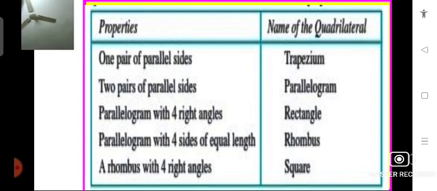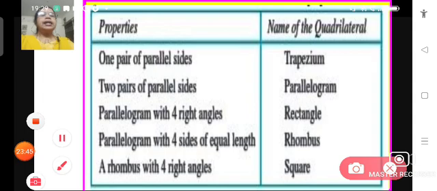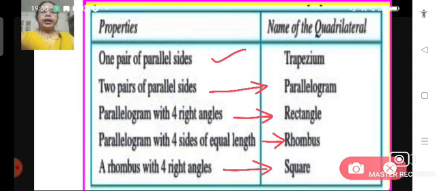Before winding up this session, let's once again revise the properties of the quadrilaterals. Children, a trapezium has one pair of parallel sides. A parallelogram has two pairs of parallel sides. A parallelogram with 4 right angles is a rectangle. A parallelogram with 4 sides of equal length is a rhombus, and a rhombus with 4 right angles is a square.